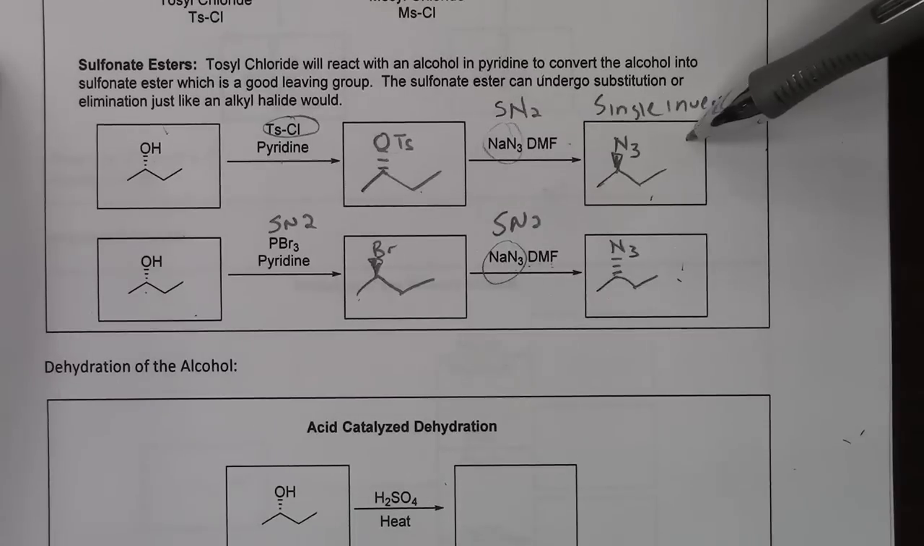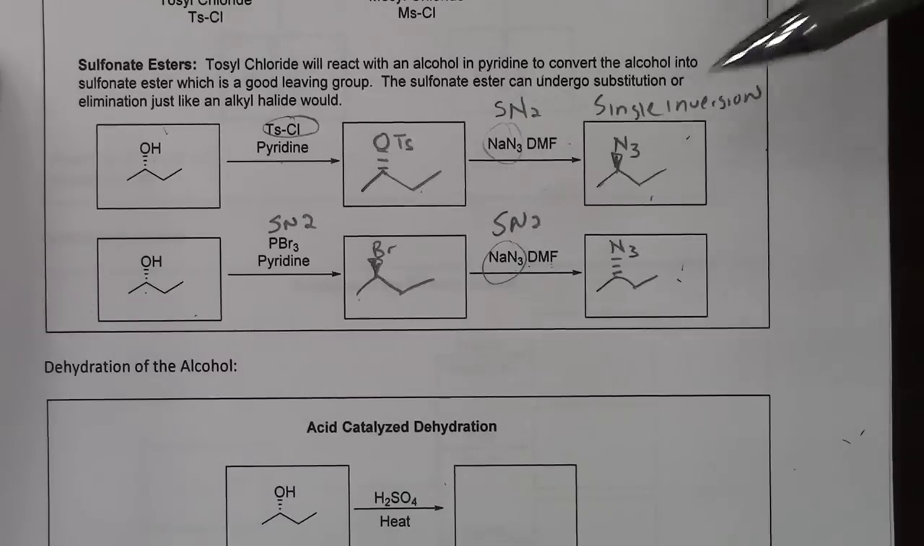So would you write that as like a 1 and then the tosyl chloride, pyridine, and then 2 and the nucleophile? Exactly. Okay. Exactly.